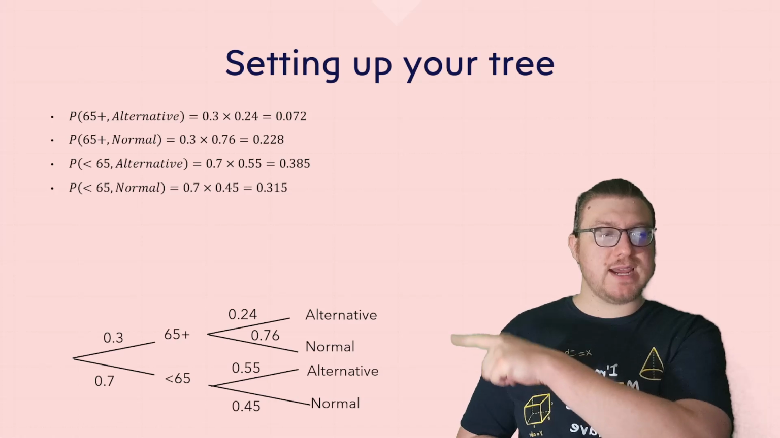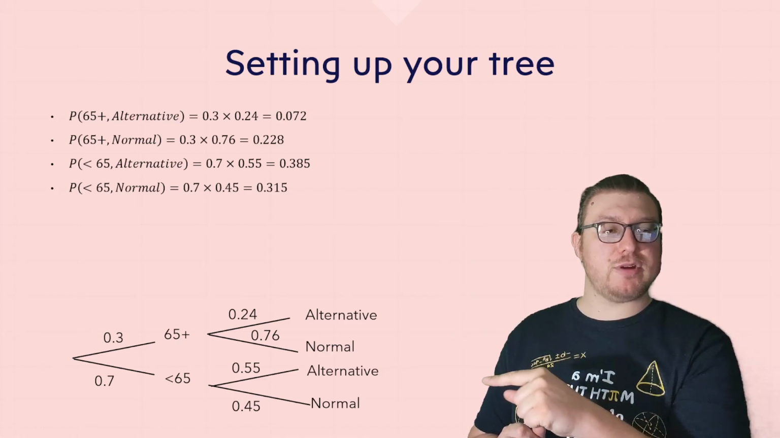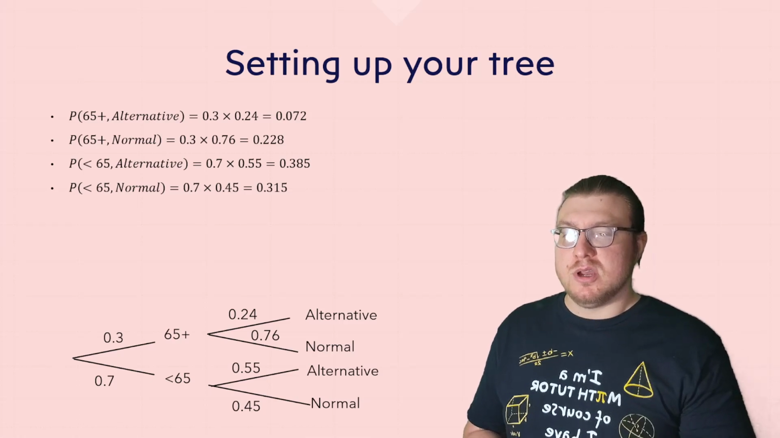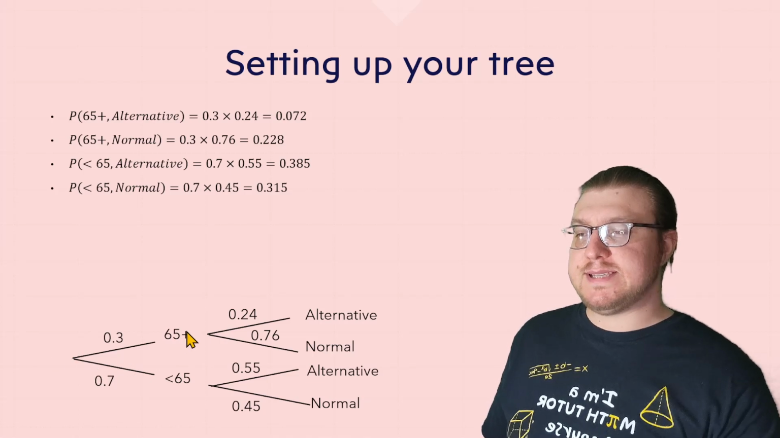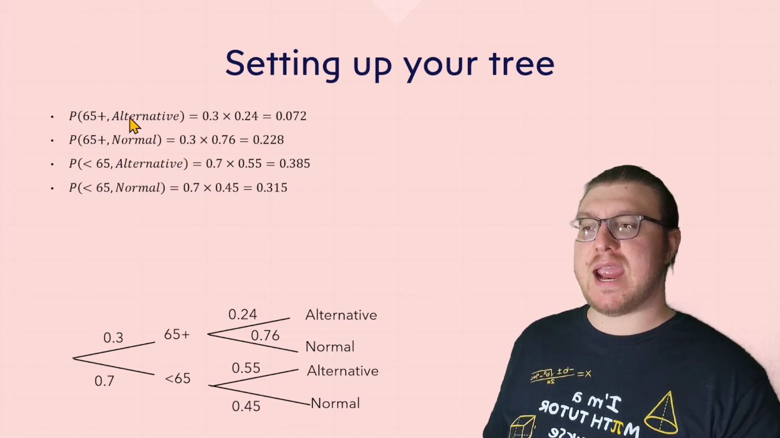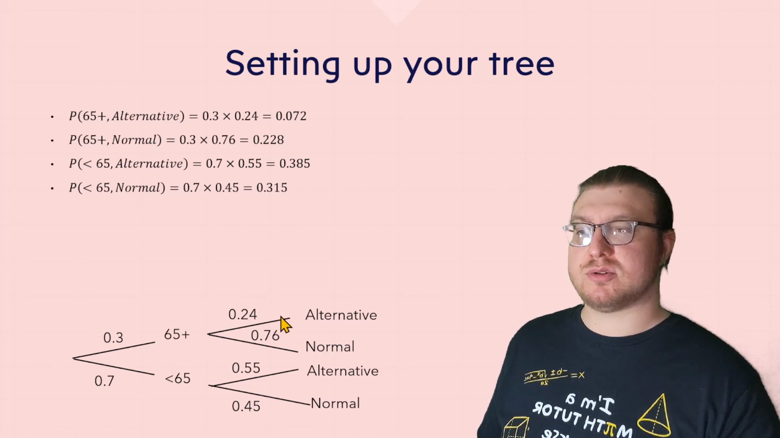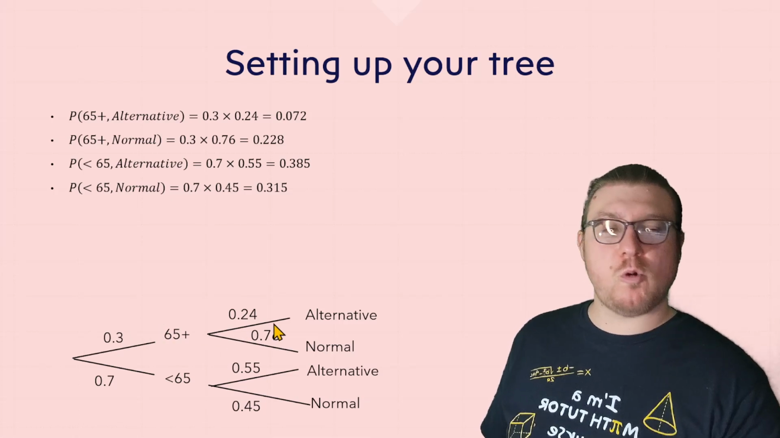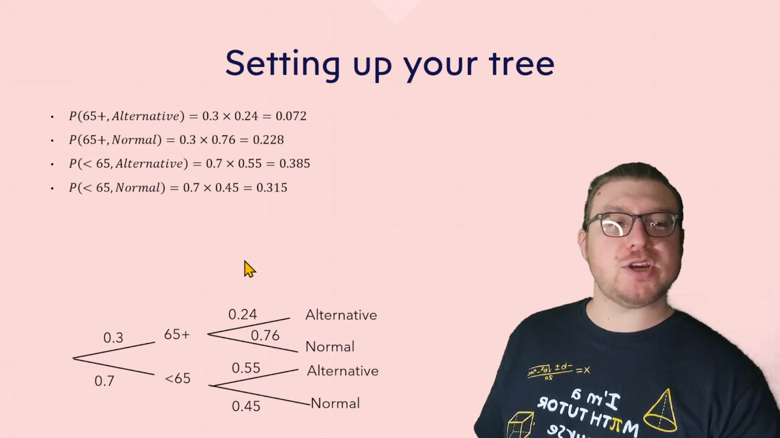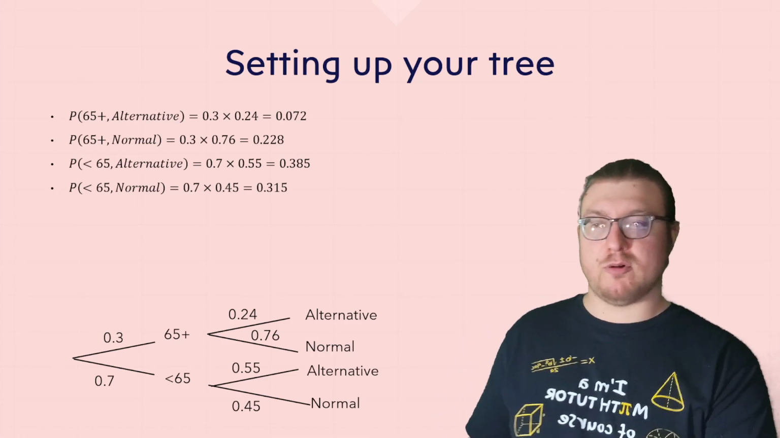Now, just because it's getting a little bit small on space, I'm going to move my probabilities up there, but you are free to have them at the end, just like we had in that table before. So for the first pathway, 65 and over and alternative, that's the probability of 65 and alternative, the pathway is 0.3 and 0.24. And remember, if you're walking on the probability tree, you multiply the probabilities. Make sure that you are confident in setting up your tree all the way until the fourth phase.